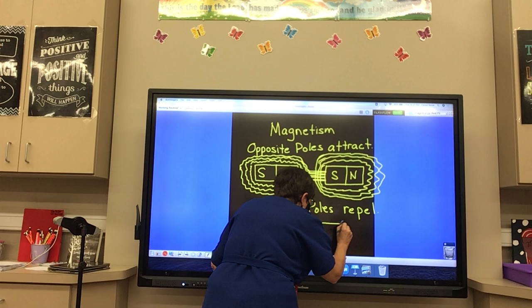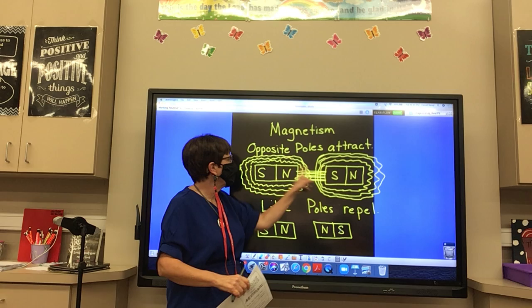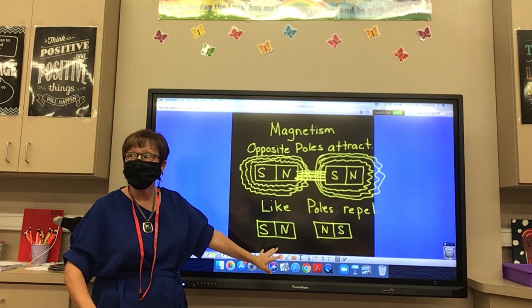Now here's where I have to draw my north by each other. Okay? Did everybody make sure that they have a north and a south next to each other here? Because remember, I messed that up. So now here, I've drawn my magnets. Yours are already there. Oh, you didn't have to draw yours. I drew mine. South, north, north, south.